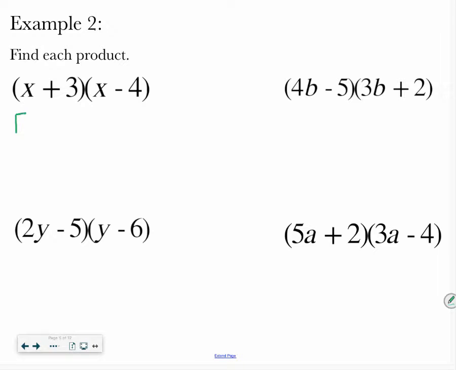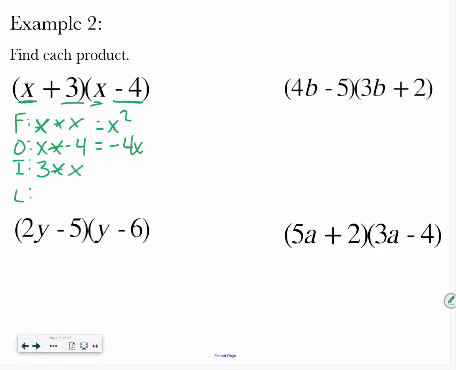Okay, so let's practice some more. I can do this method if I want. I'll do that on this first one, and then I'll do the other method. So my first terms, I have x times x, which gives me x squared. I have my outer terms, which is x times a negative 4, so negative 4x. My inner terms, 3 times x, which gives me 3x, and I have 3 times a negative 4. One of the most common mistakes I see people do is forget that there's a minus sign in front of it, so they treat it like a positive 4, and they forget about that negative sign there.